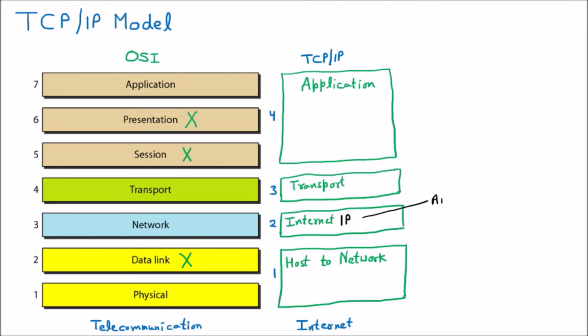One is ARP, which is address resolution protocol. One is RARP, that is reverse address resolution protocol. Then ICMP, internet control message protocol. Then IGMP, internet group message protocol. So these are the 4 partners or subordinates of the IP. These are the new things which are added to the internet layer.